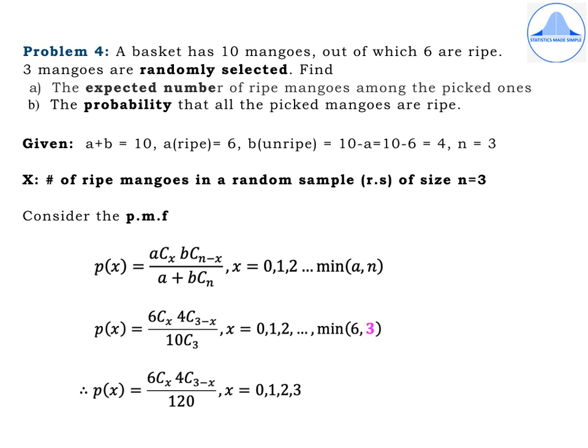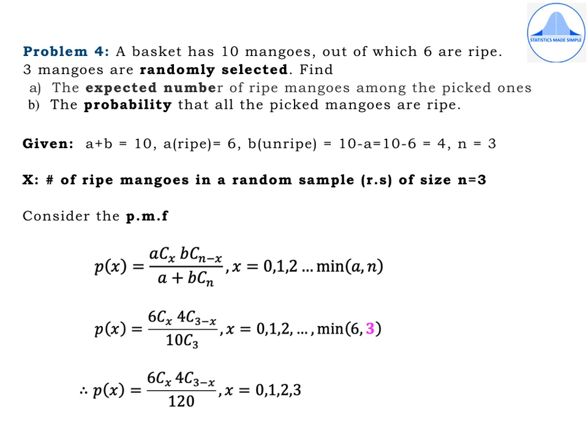Now the basket has 10 mangoes. So it means that A plus B is equal to 10. And A will denote the number of ripe mangoes, which is 6. And B will be the number of unripe mangoes. How will we calculate the number of unripe mangoes? It will be the total number of mangoes minus the ripe mangoes, that is 10 minus A, which is equal to 10 minus 6, which is equal to 4.